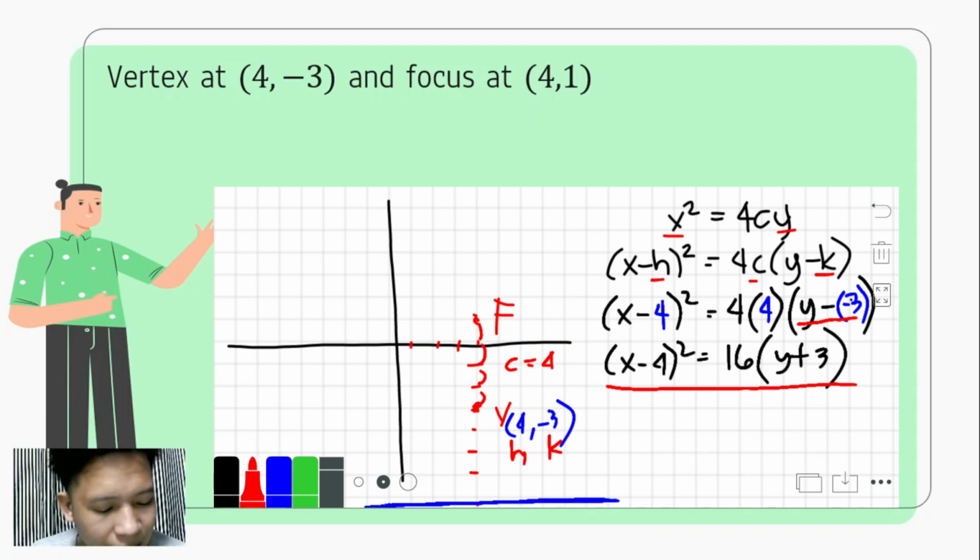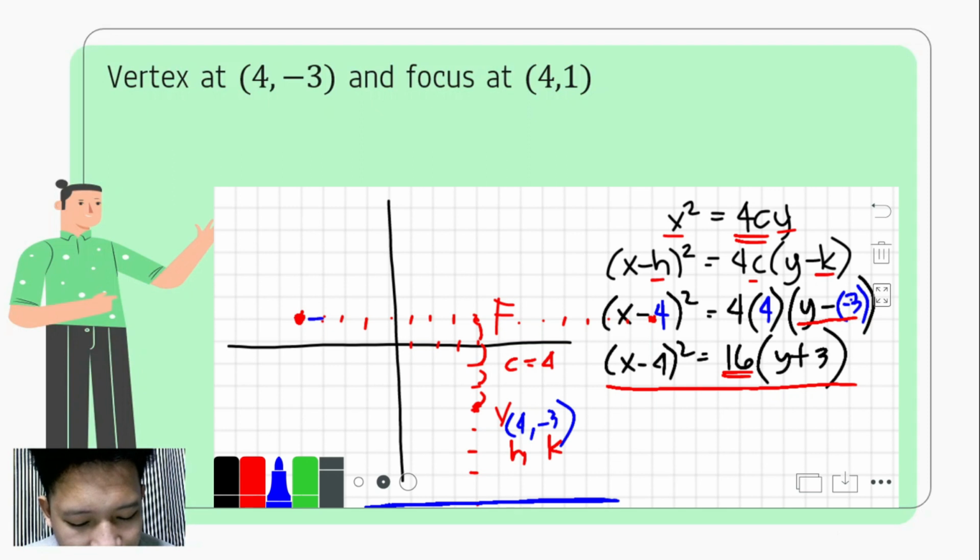And we are given the idea na yung 4C natin, which is actually 16, is the length of our latus rectum. So from the focus, 16 units yung length. So divide natin siya by 2. So we have 8. So we have here 1, 2, 3, 4, 5, 6, 7, 8. So this is one end of the latus rectum. And then another 8 units. So we have 1, 2, 3, 4, 5, 6, 7, 8. So here is the other end of the latus rectum. So this is where our latus rectum is.